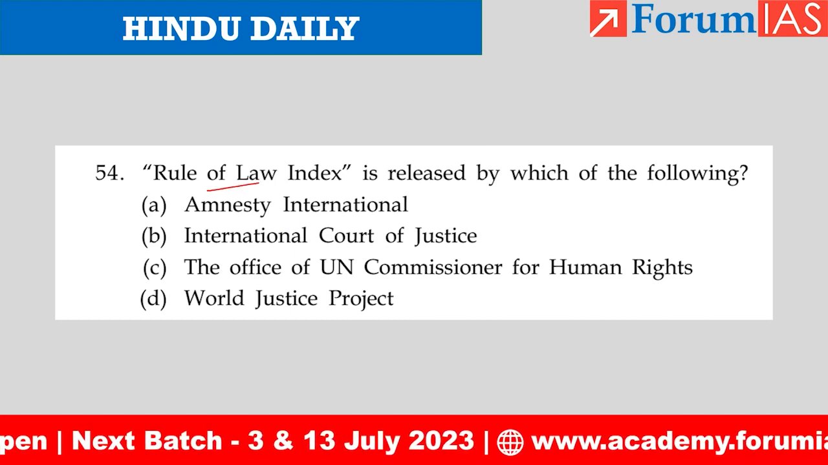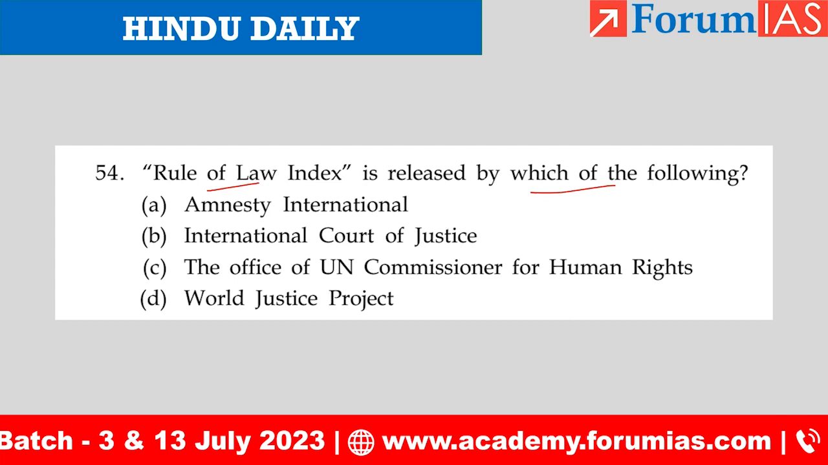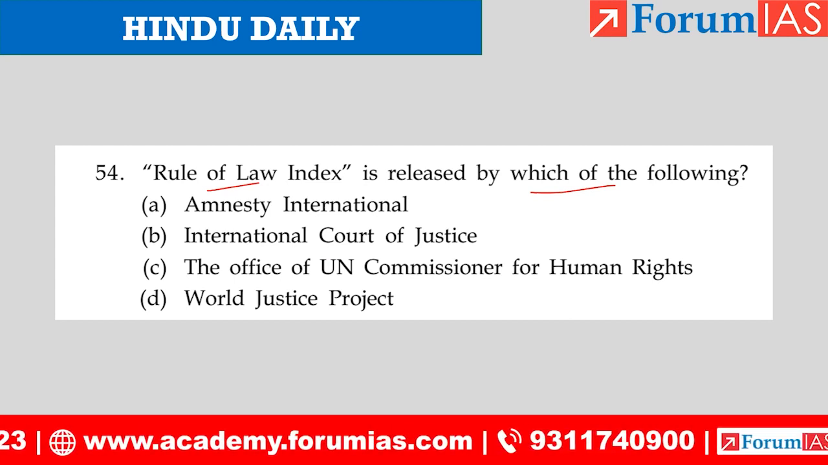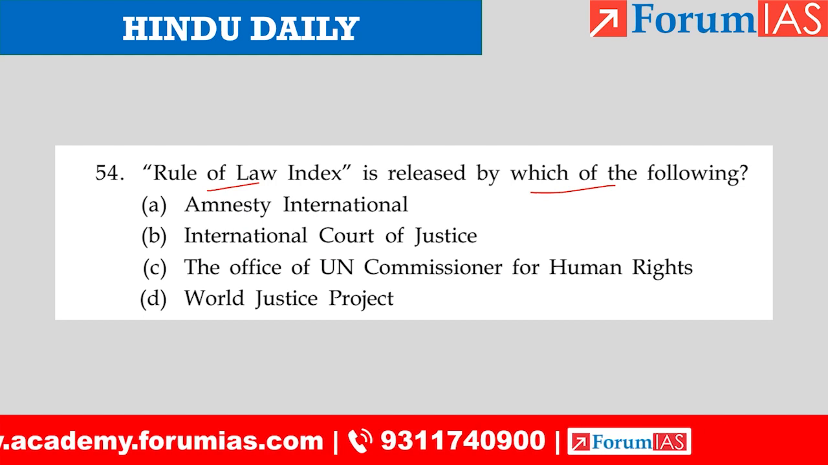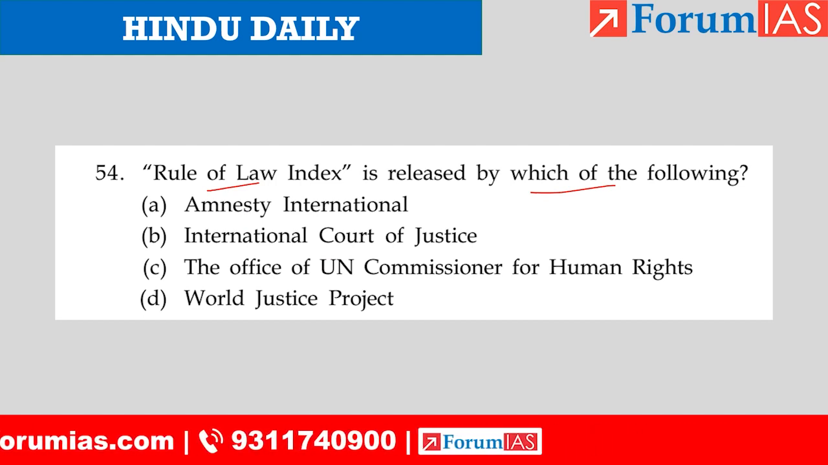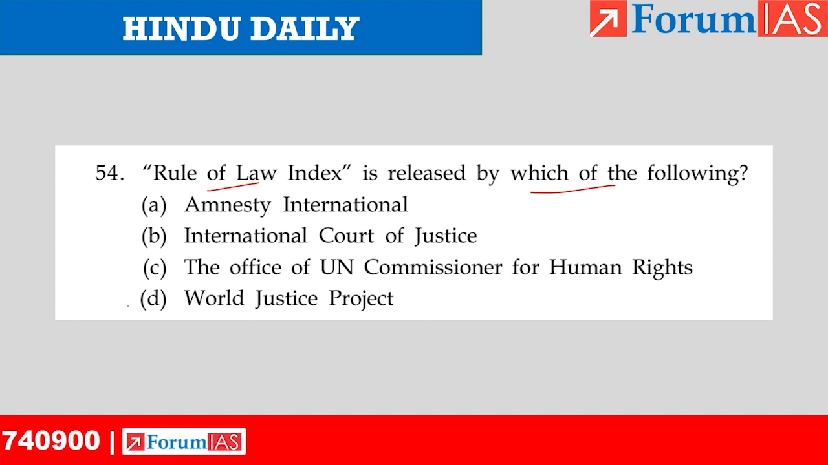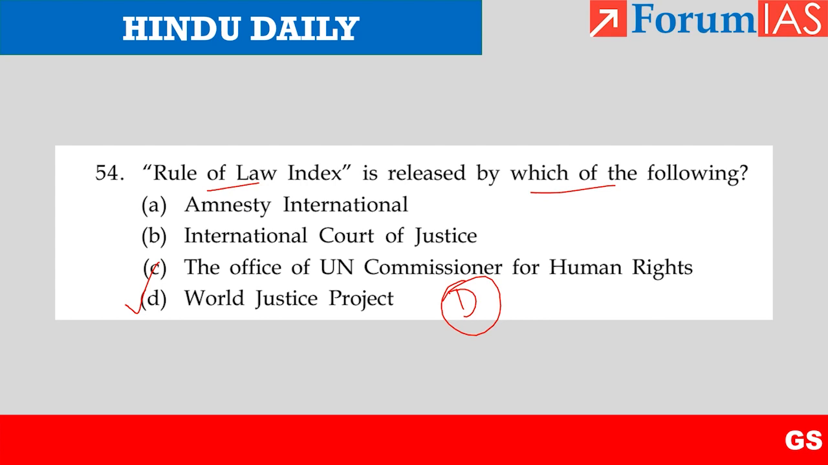Rule of Law Index is released by which of the following? A. Amnesty International. B. International Court of Justice. C. The Office of UN Commissioner for Human Rights. D. World Justice Project. Answer is D. World Justice Project. It is a very factual question, so we need not go into much depth.